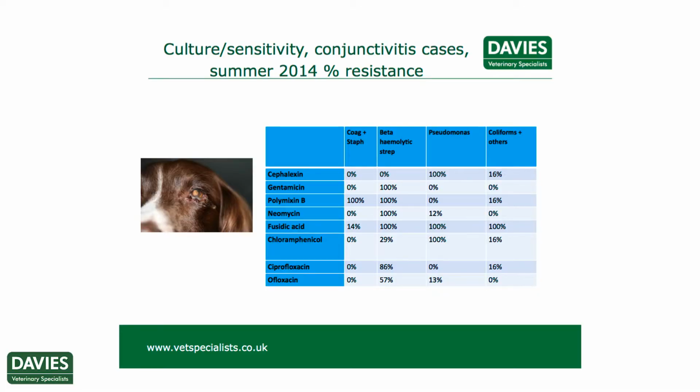And this is just some data that one of our ophthalmologists, David Gould, put together. He did a quick survey of some of the conjunctival swabs of dogs that have been referred for conjunctivitis. And it's just interesting to note, I think this is a population of maybe about 30, 40 dogs, that if you look at the fusidic acid sensitivity, quite a lot of those bacteria in that population of dogs are resistant to fusidic acid, which is a very commonly prescribed antibiotic for conjunctivitis.